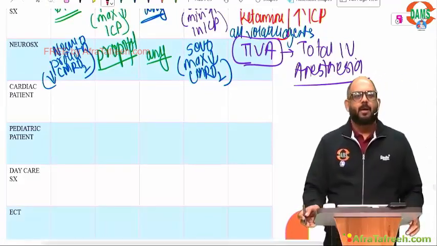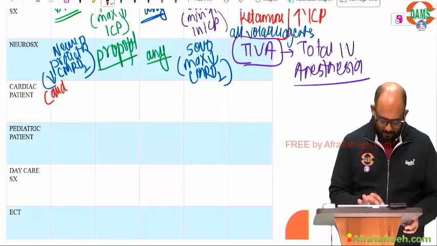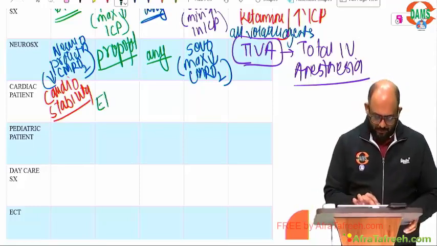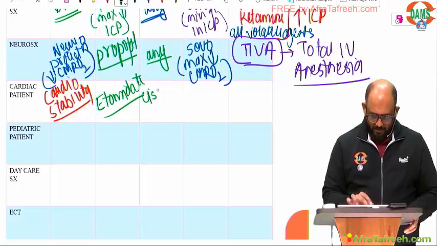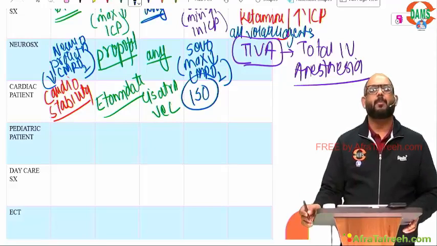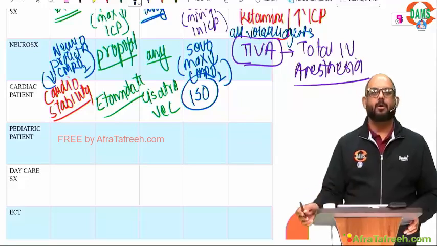Alright. Now cardiac patient, what is the concept? You want cardiac stability. Tell me which induction agent is cardio stable? Only one induction agent, etomidate. Muscle relaxant that will not change the hemodynamics: you have cis, atra and vec. Inhaled anesthetic agent, isoflurane, minimum LV depression. That is your cardiac patient.